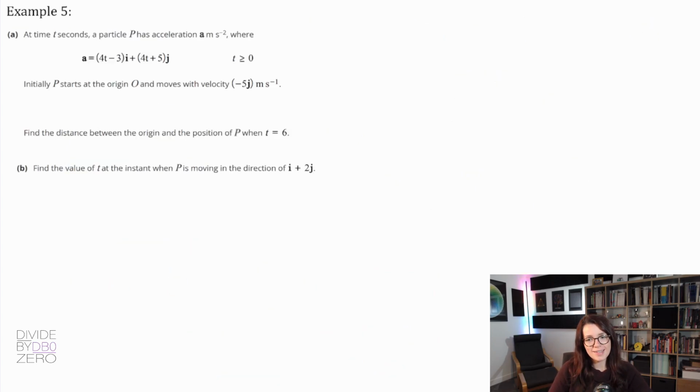Last example. At time t seconds, a particle P has acceleration a meters per second squared, where a is that. Initially, P starts at the origin O and moves with velocity minus 5j meters per second. Find the distance between the origin and the position of P when t equals 6. So for part A, I'd write SVAR. We're given a and they want the distance, so displacement first. That means we're actually going to have to integrate twice.